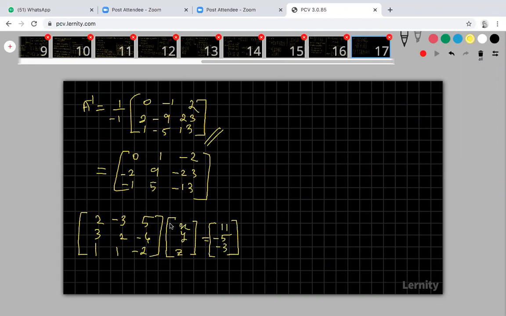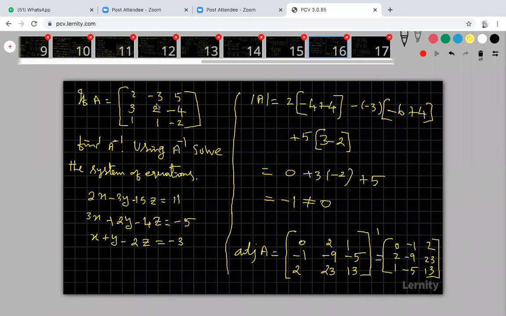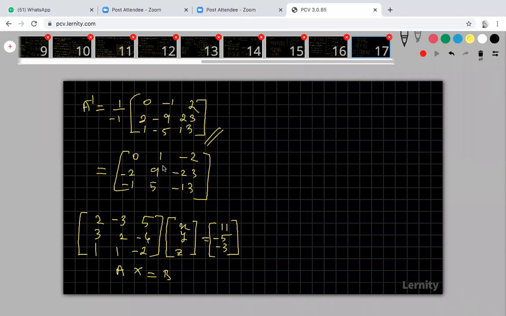Okay, so this is my A, right? This is my X. This is my B. Now look at that. This 2, minus 3, 5, 3, 2, minus 4, 1, 1, minus 2 is nothing but this matrix. Okay, for this matrix we have already found our A inverse. This is my A inverse. This determinant is also not equal to 0. We will get a unique solution. Therefore we can take it as X is equal to A inverse B.